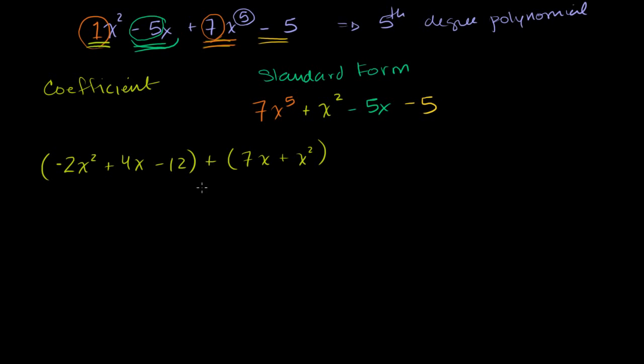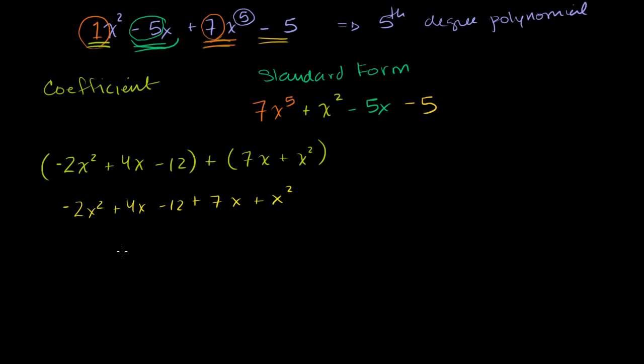Now, the important thing to remember when you simplify these polynomials is that you're going to add the terms of the same variable of like degree. I'll do another example in a second where I have multiple variables. But anyway, I have these parentheses here, but they really aren't doing anything. It's not like if I had a subtraction sign here, I would have to distribute the subtraction. But I don't. So I really could just write this as minus 2x squared plus 4x minus 12 plus 7x plus x squared. And now let's simplify it.